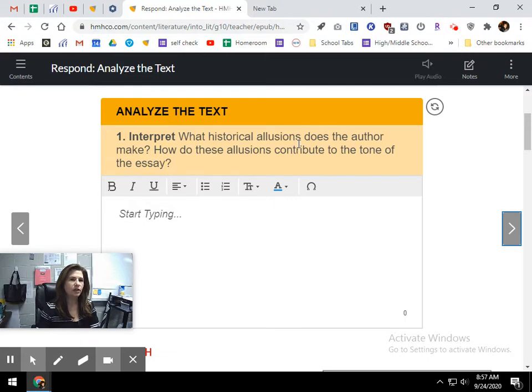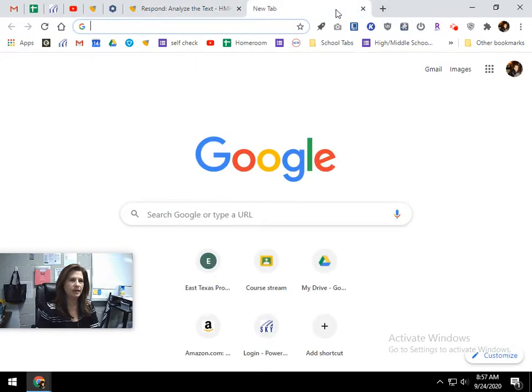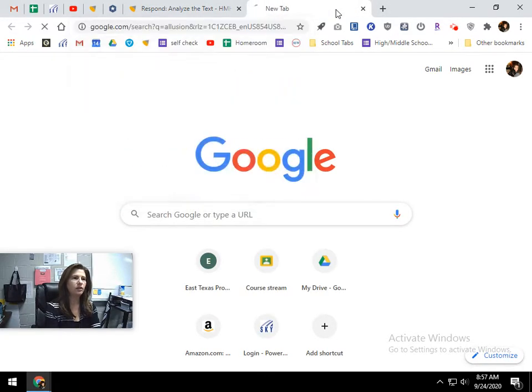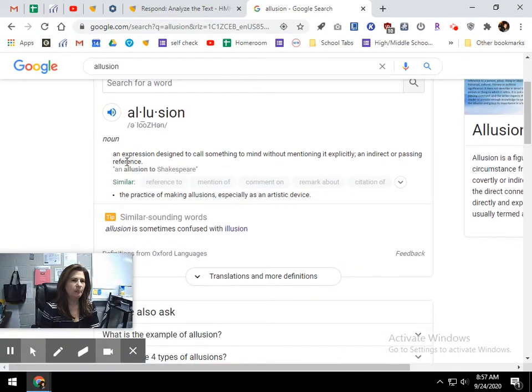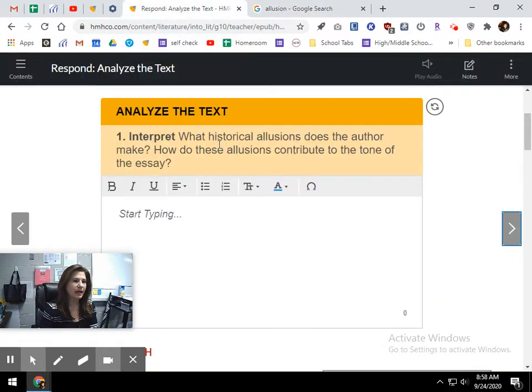So what historical allusions does the author make, and how do these allusions contribute to the tone of the essay? Well, an allusion, we talked about it in the video yesterday, is an expression designed to call something to mind without mentioning it explicitly. So an allusion to Shakespeare, an allusion to the Bible. The other form of the word is allude. So he alluded to something in the conversation. So you make mention of it. You might make mention of a piece of artwork or another historical time period. This author uses an allusion by mentioning another historical time period.